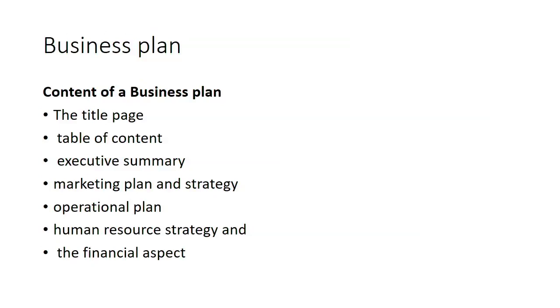It must have the executive summary that explains the business operation, the marketing plan and strategy. How is information going to be disseminated from the business to the intended customers? We look at the aspect of how the business is going to operate. We must look at the human resource strategy. How are you going to get people, and what type of people do you want to work for you? The financial aspect of the business. How do you intend to get the finance? How much do you need and for what purpose?